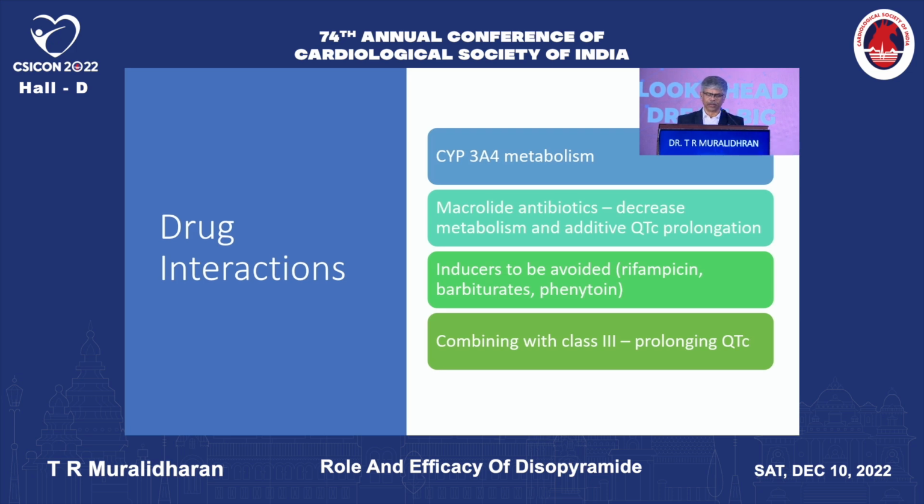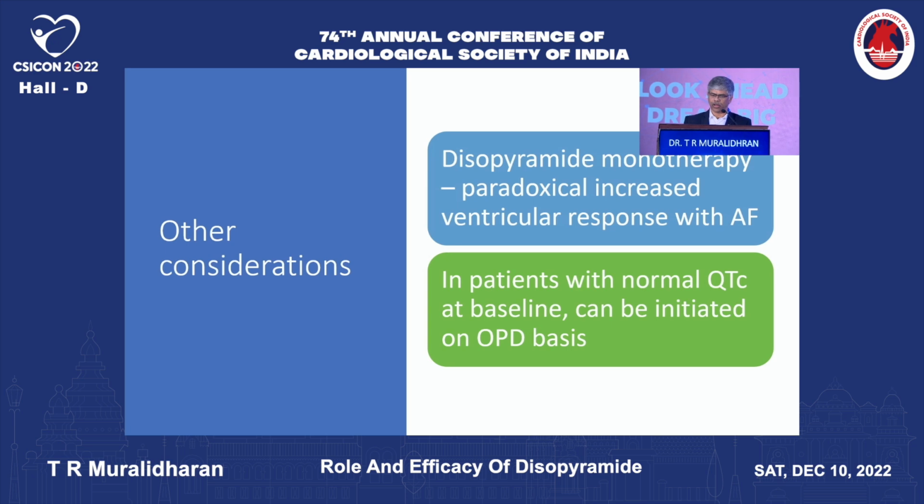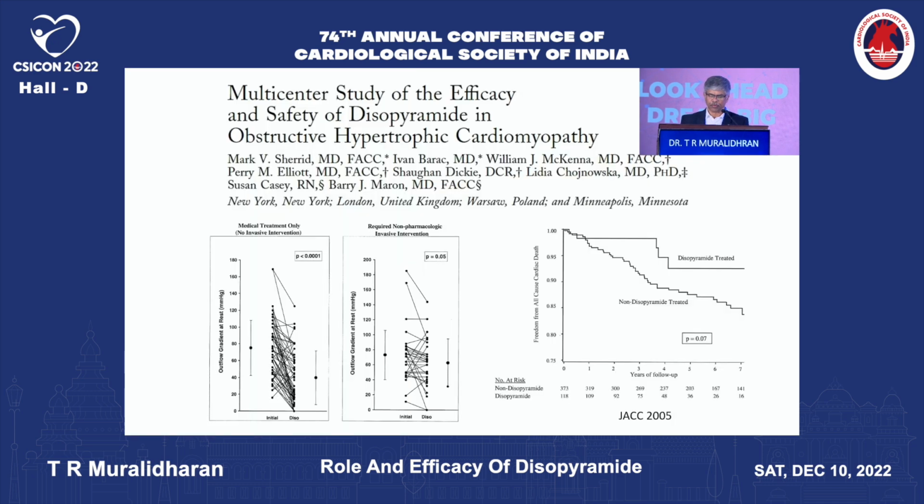And for drug interactions, particularly CYP cytochrome 3A4 metabolism, drugs like macrolide antibiotics are better avoided in this situation. Inducers like rifampicin, barbiturates, and phenytoin are to be avoided to prevent lethal arrhythmias or side effects. And combined with class 3 drugs like amiodarone, it is going to increase the chance of QT prolongation and its own complications. The other consideration is that disopyramide monotherapy can paradoxically increase the ventricular response to atrial fibrillation by increasing the AV node conduction. And a patient with normal QTc at baseline can be initiated on an outpatient basis. This is what the United Kingdom approach is.